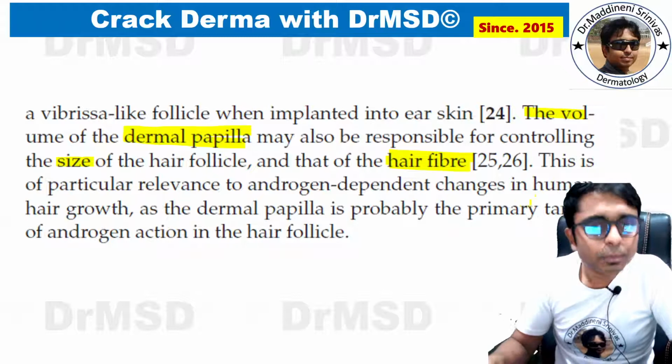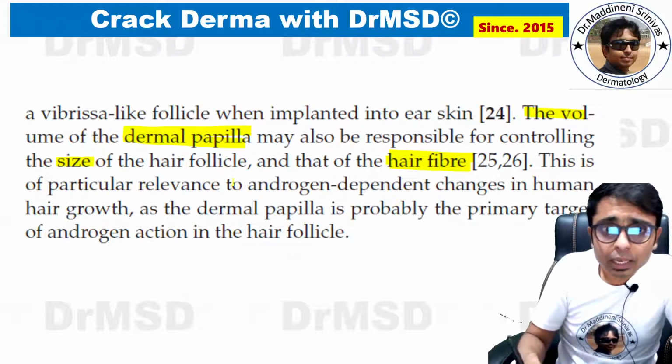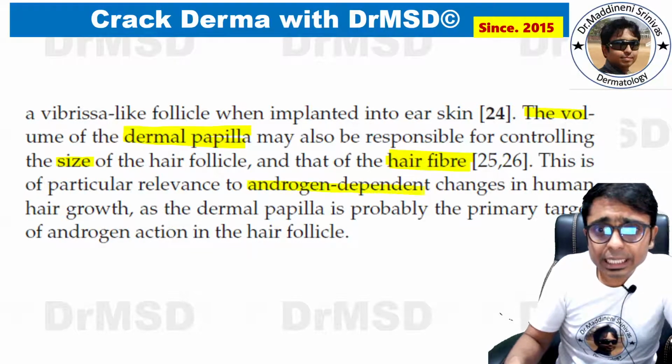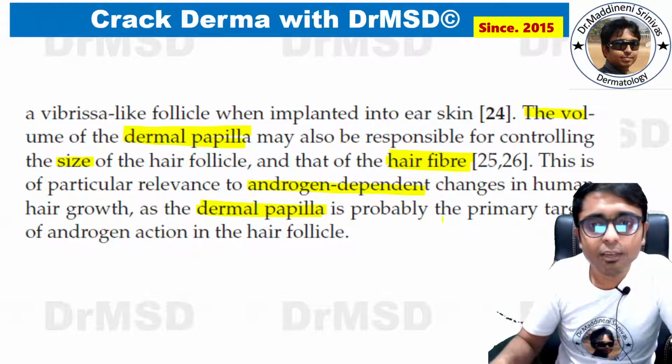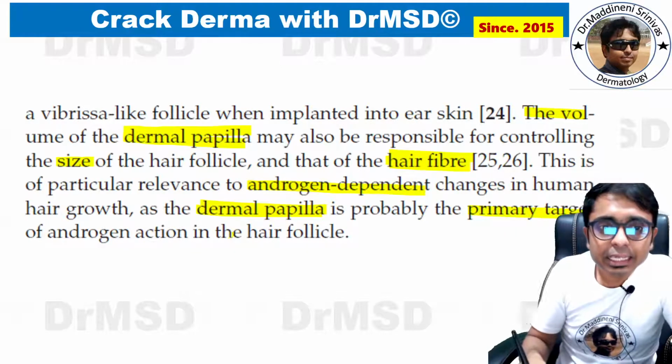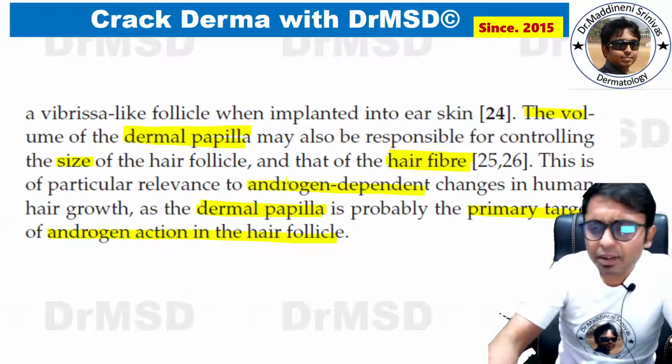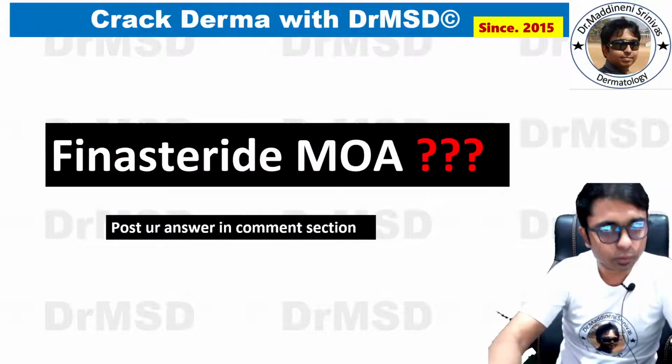And of course, the most important thing, the question which was asked: androgen dependent changes in the human hair growth, as the dermal papilla is probably the primary target of androgen action in the hair follicle. So this is the MCQ which was asked. So whatever I have highlighted, those could be potential MCQs.